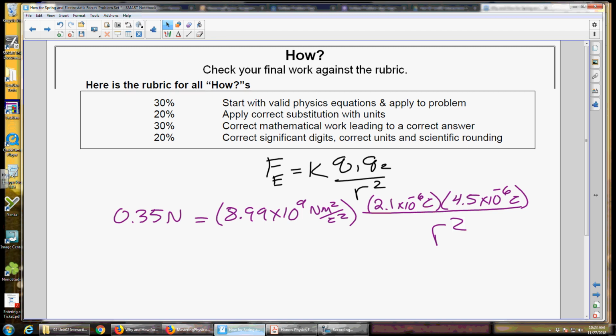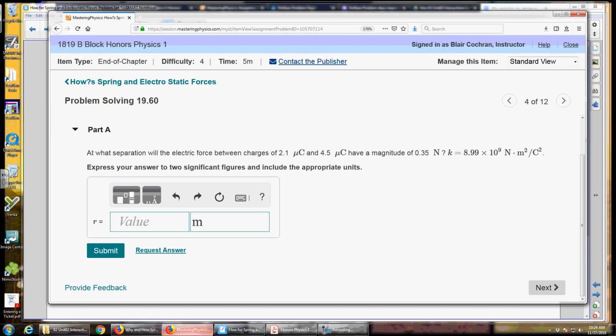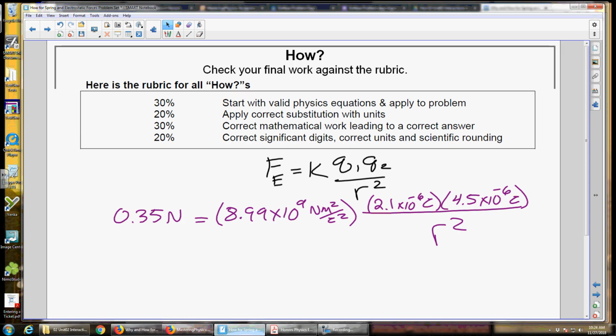Yes, I was given mine in microcoulombs. Were you? Yes. Excellent. Sure. Maybe slow down a little bit because I was just behind. I'm writing too fast? Okay. I can write slower. It's okay.